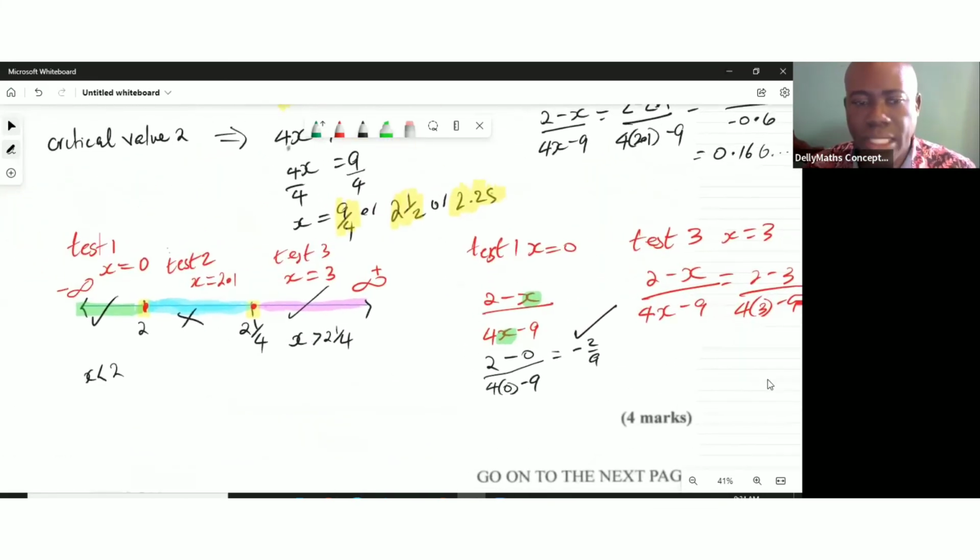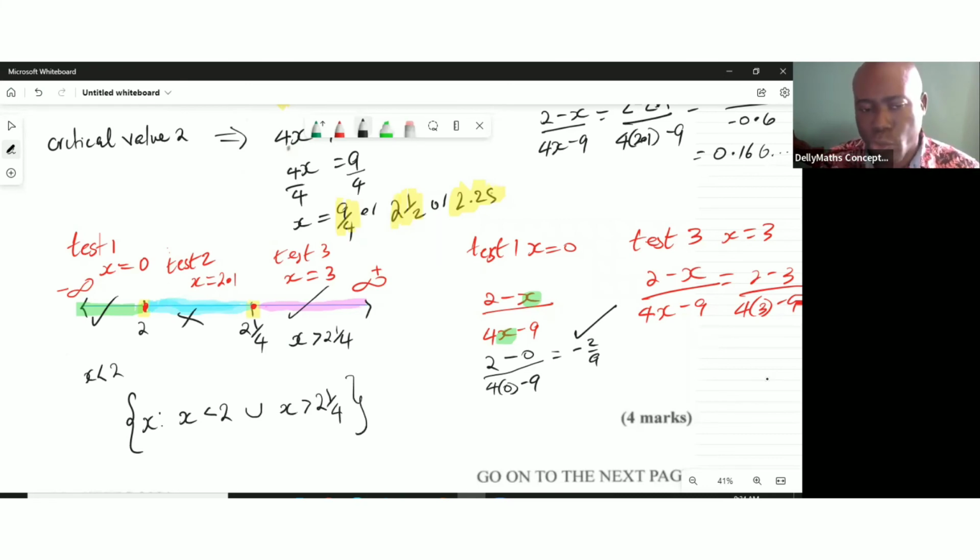In writing up the solution set, we could say that x is less than 2, and that will unite with the fact that x is greater than 2.25. There we go. So we're saying that x is less than 2, union x greater than 2.25. And that's our solution set.